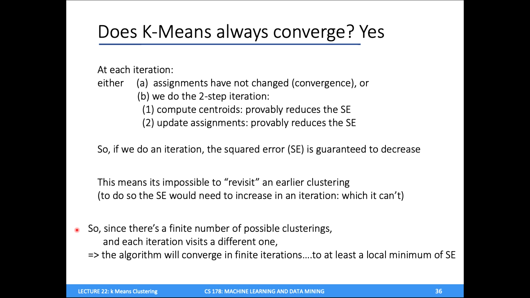Note also there's only a finite number of possible clusterings because we have a finite data set and we have fixed the possible cluster assignments. And so in the worst case, our algorithm could check every single possible clustering assignment. So in fact, our algorithm is guaranteed to converge after a finite number of iterations. However, this is only to a local minimum of the squared error. We are not guaranteed to find the overall globally optimal clustering.